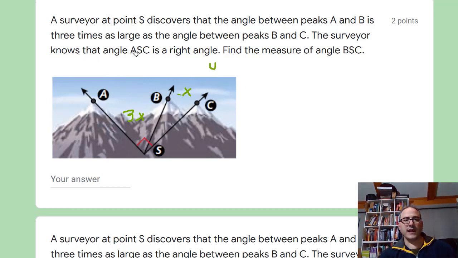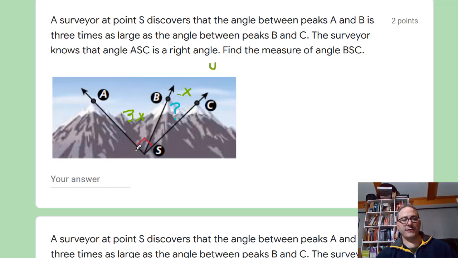The surveyor knows that angle ASC is a right angle. And notice it's diagrammed here. This little corner, kind of like an arc mark, indicates that this is a right angle, which is 90 degrees. Find the measure of angle BSC. So we want to find this one right here. We do want to find what BSC is. So we're really just solving for x.